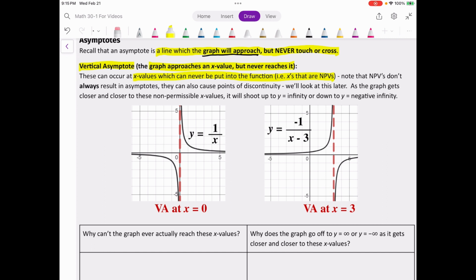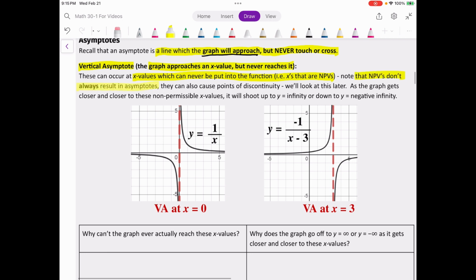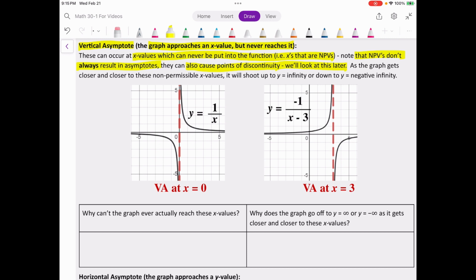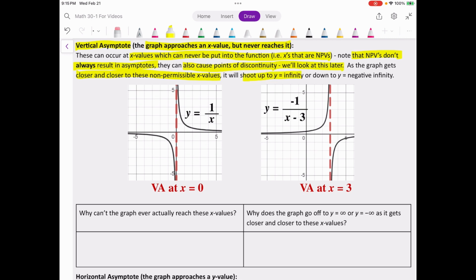Note that NPVs don't always result in asymptotes. They can also cause points of discontinuity. This is just a little look ahead. We will see cases where there are NPVs, but they don't actually lead to an asymptote. We'll look at that later. They can cause what's called a point of discontinuity. But the point holds here. It's some value of x that the graph approaches but never reaches. So as the graph gets closer and closer to these non-permissible x values, it's going to shoot up to y equals infinity or down to y equals negative infinity.